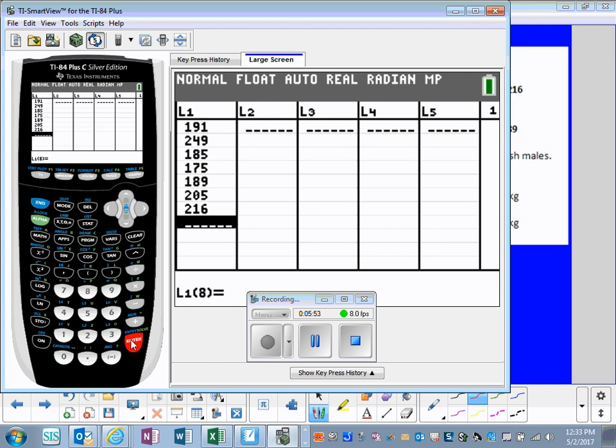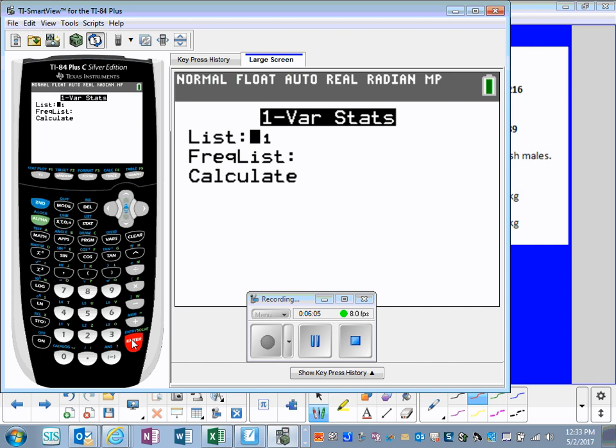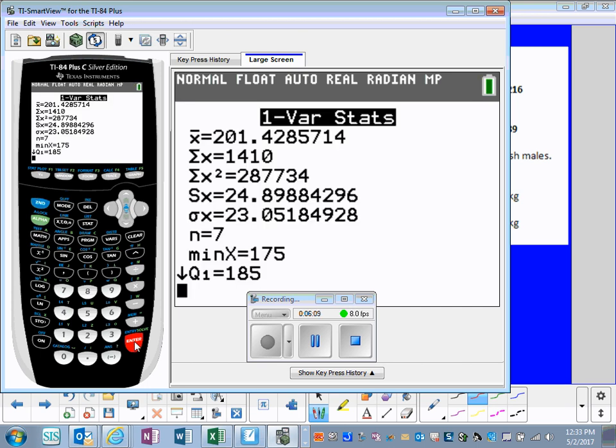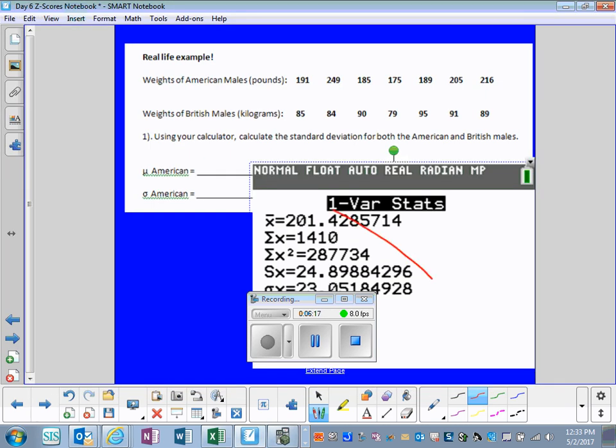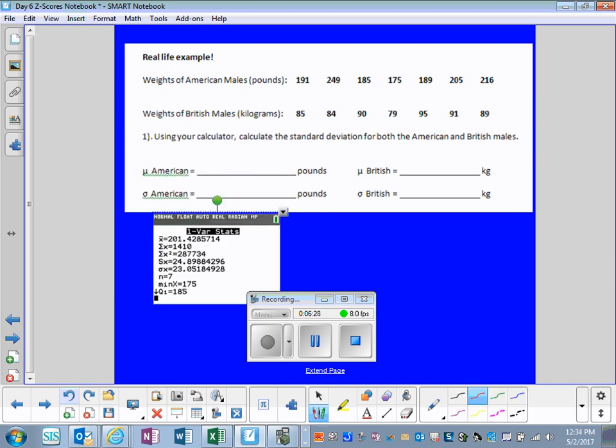So I entered the data for the American males, and now I'll calculate statistics. I go Stat, Calc, and then the first one, the statistics for my first column. Here are my statistics for the American males. I have the mean 201 pounds, and the standard deviation is 23 pounds. Let's keep the two decimal points: 201.43 and 23.05. Everybody got the same numbers?